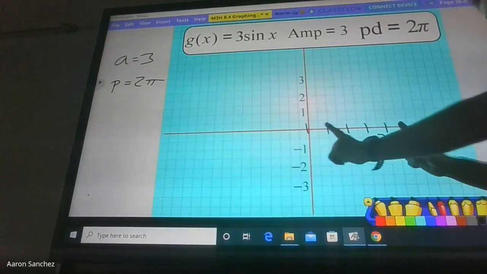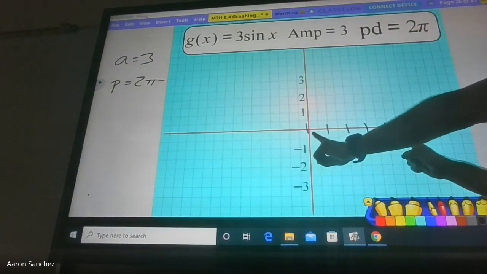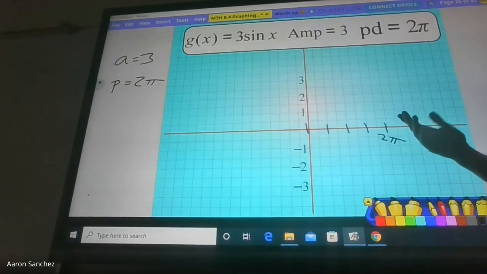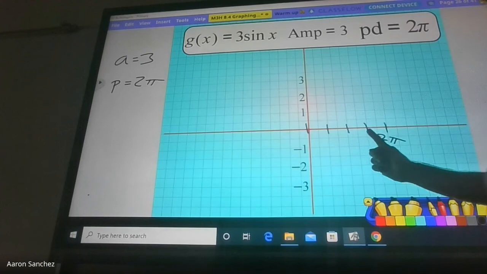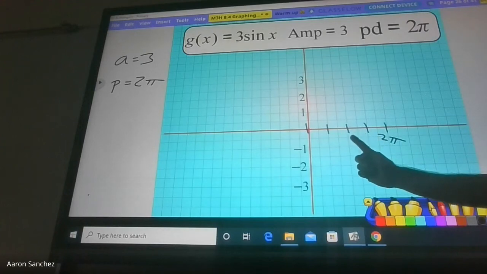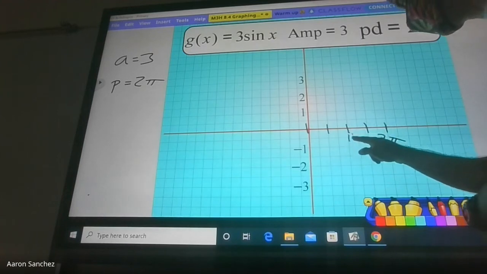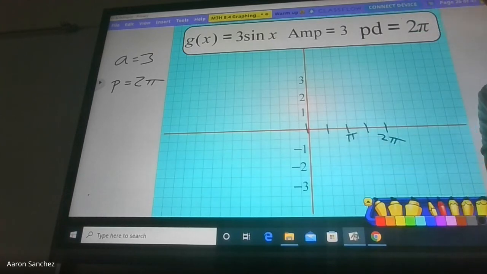What's my distance here from 0 to 2 pi? What's the distance? 2 pi, right? Okay. So if I go in the middle, what's that going to be? Half, which would be pi. So 2 pi divided by 2 in the middle will be half of 2 pi, and you wrote that as pi. Okay, that was it.